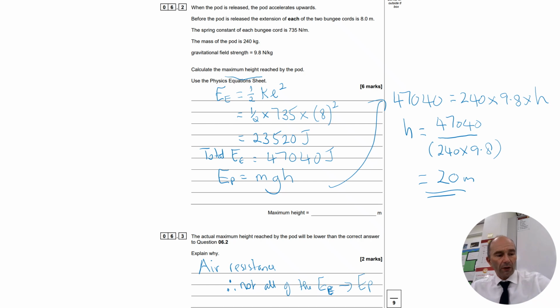Now that whole question is worth 9 marks. Well done if you got 9 on that one. There's some good kind of maths questions in it, so well done if you did get those marks.